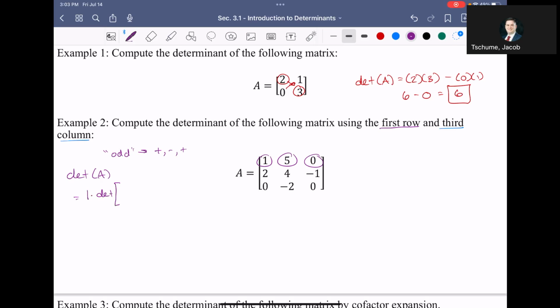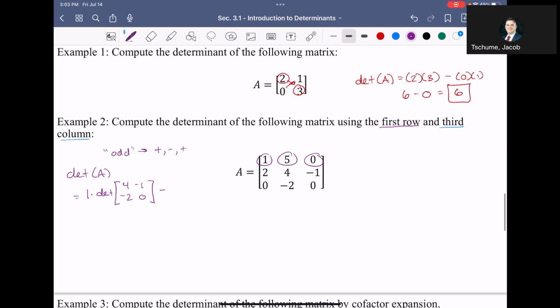Remember the definition of a submatrix, and I'm going to erase these lines in just a second. You would cross off the row and cross off the column of the number that you're using. If I cross off the first row and the first column, you just get the 4 numbers in the lower right portion. So that would be the matrix 4, -1, -2, 0. Alternate your signs. It's going to be minus, and your second number is going to be 5, multiplied by the determinant of its submatrix.